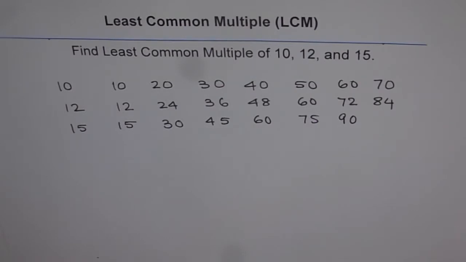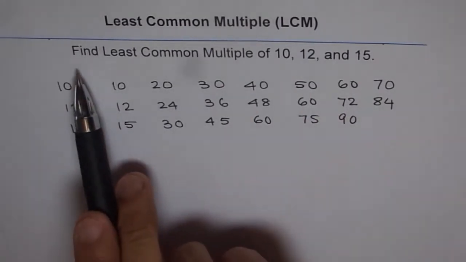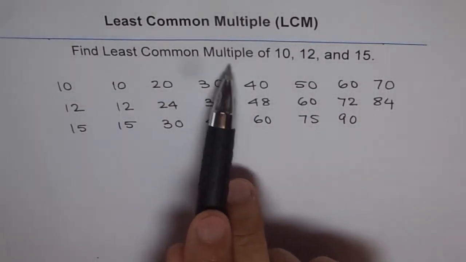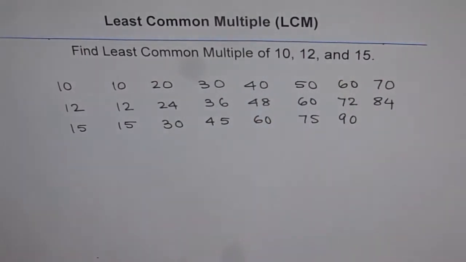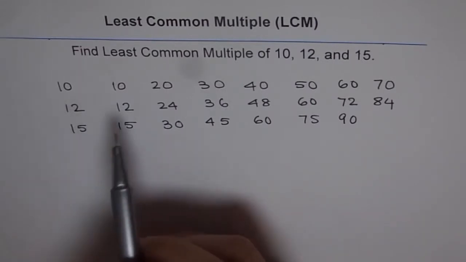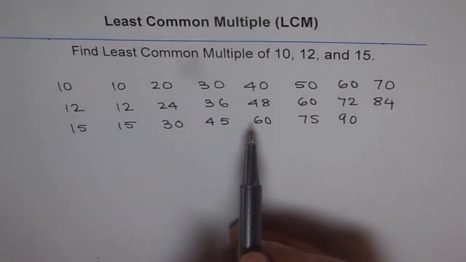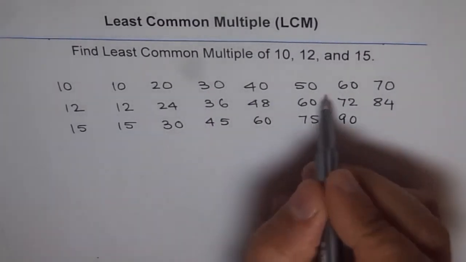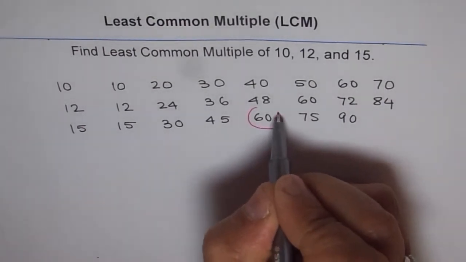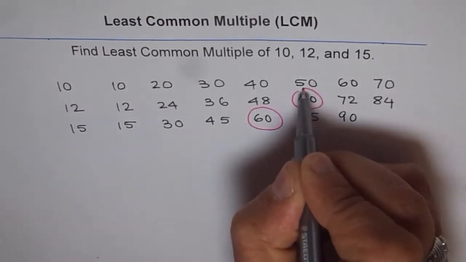So the first step here is, when we are trying to find the least common multiple of these three numbers, that means a number which is common in all the three, and that has to be a multiple of each one of them. So now let's figure out what are the common multiples. When we match, what are the common multiples? 30, 45, 60. That seems to be a common multiple. So we get our number, which is 60, right?